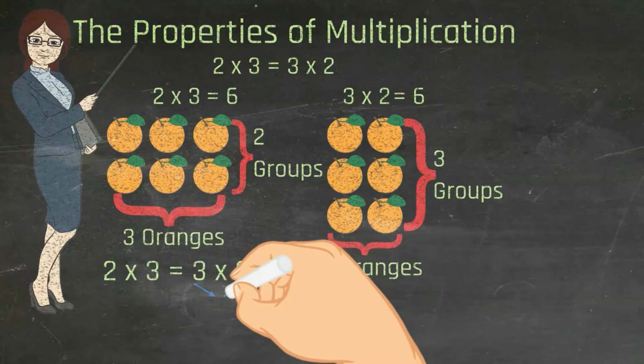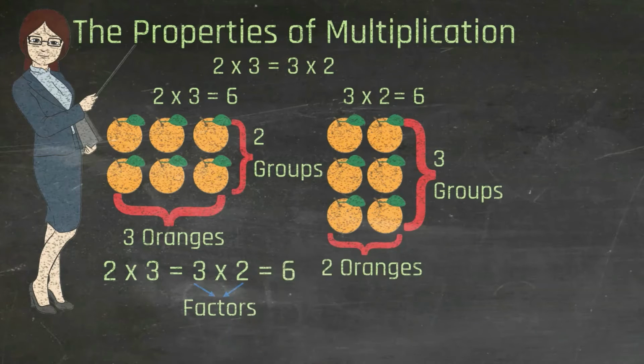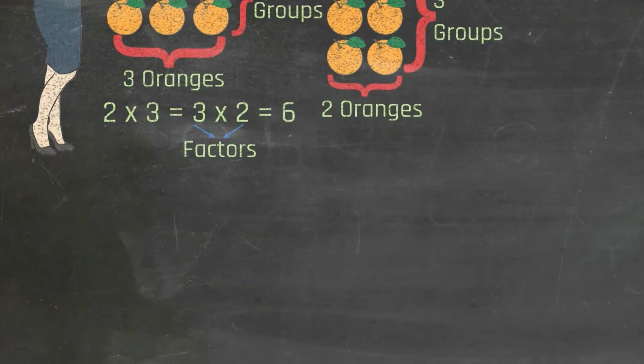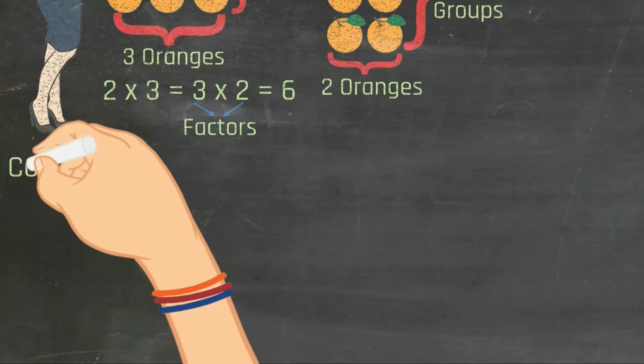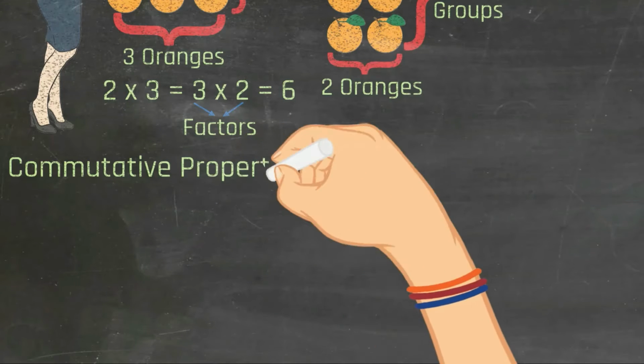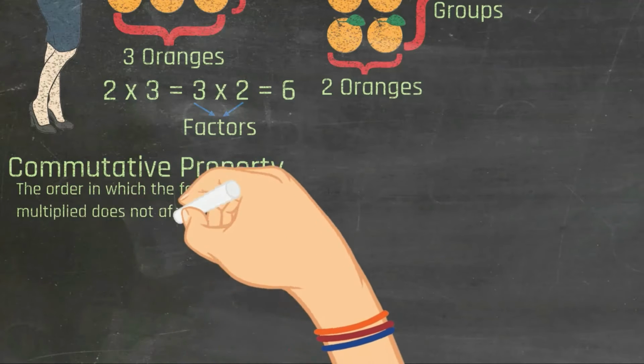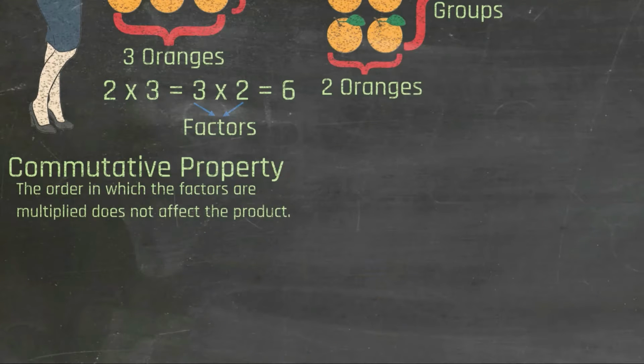In multiplication, the multiplier and the multiplicand are also called factors. The above example describes the commutative property of multiplication. The commutative property of multiplication states that the order in which the factors are multiplied does not affect the product.